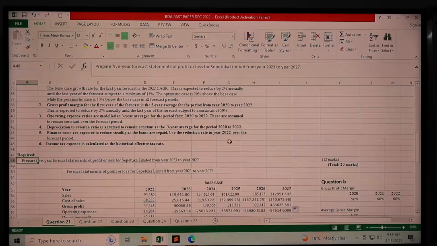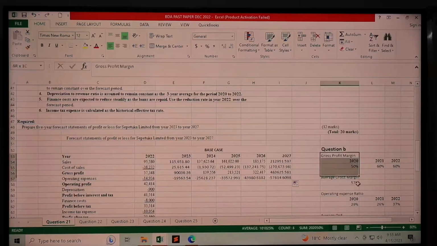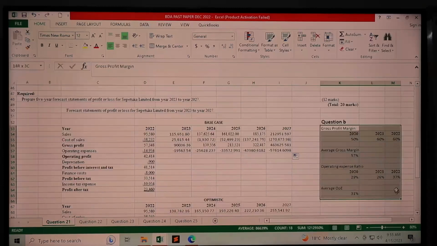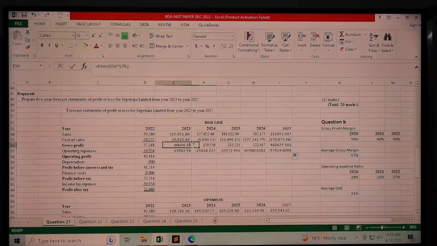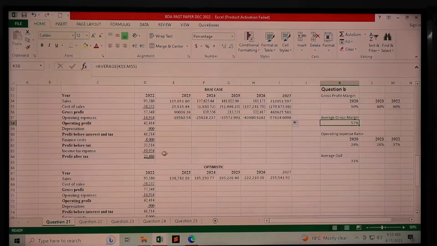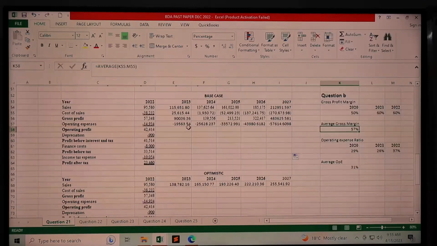So you're going to compute. Remember that you should always show your working against your forecast statement, so that you'll be referring to those numbers as you do your working here. So we are going to finish up that.